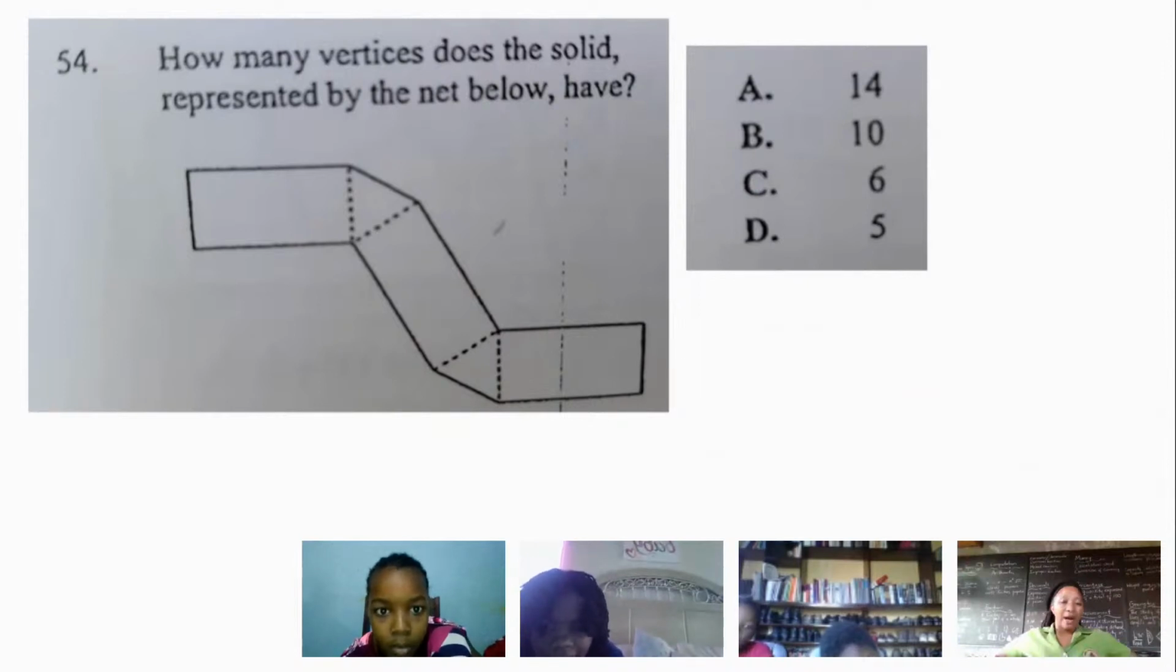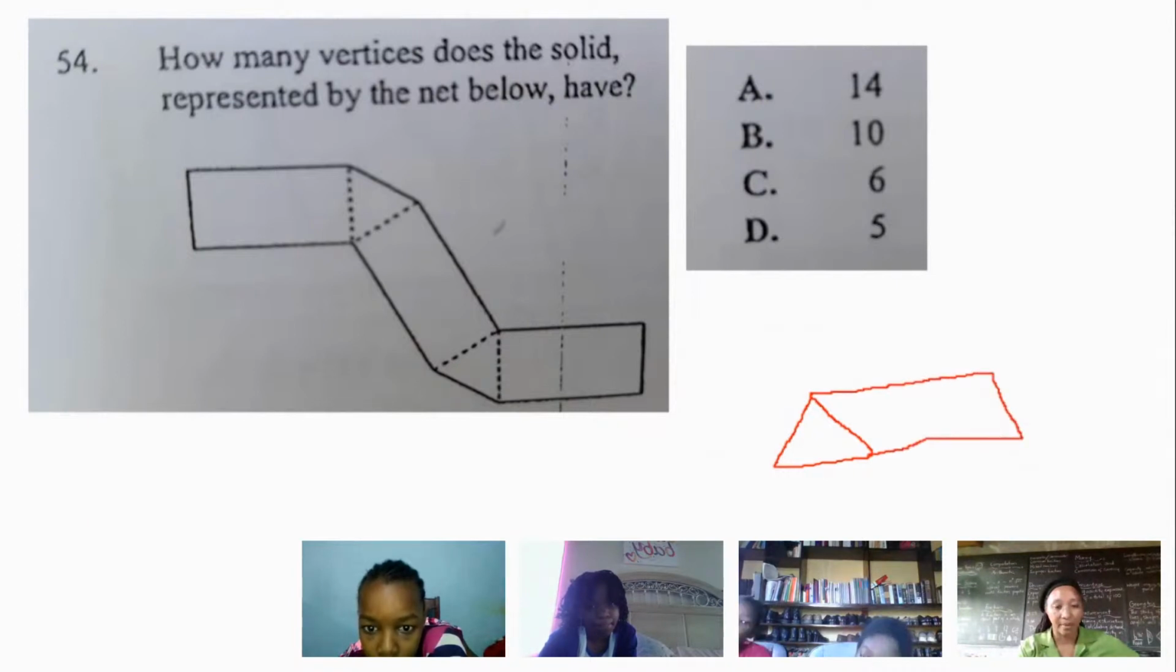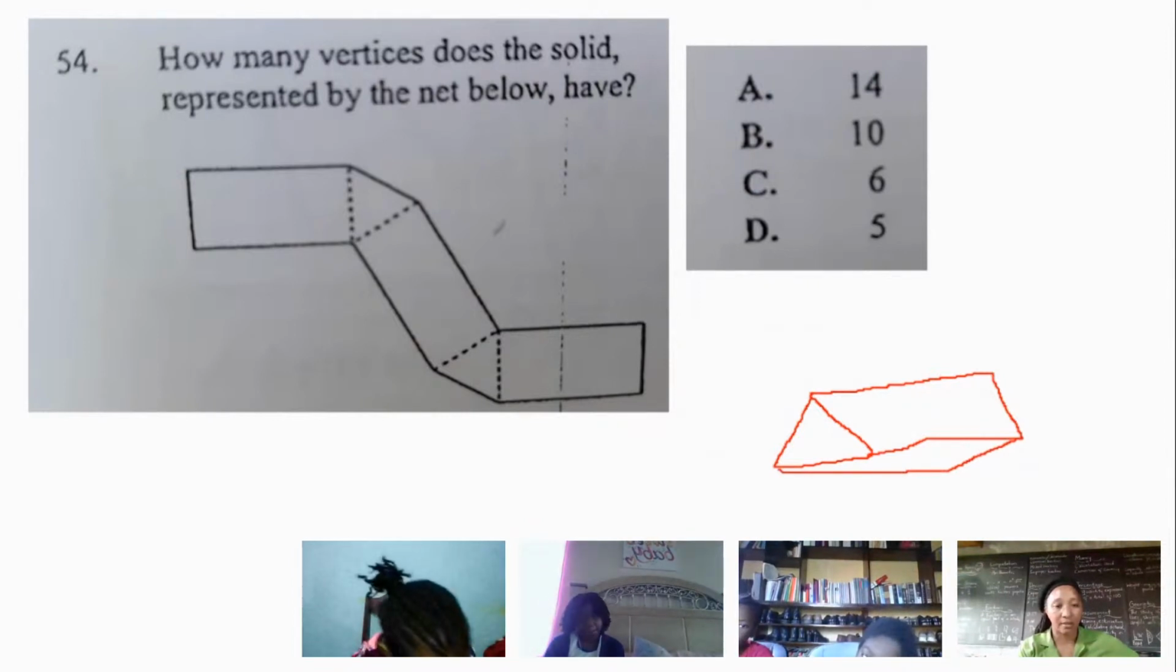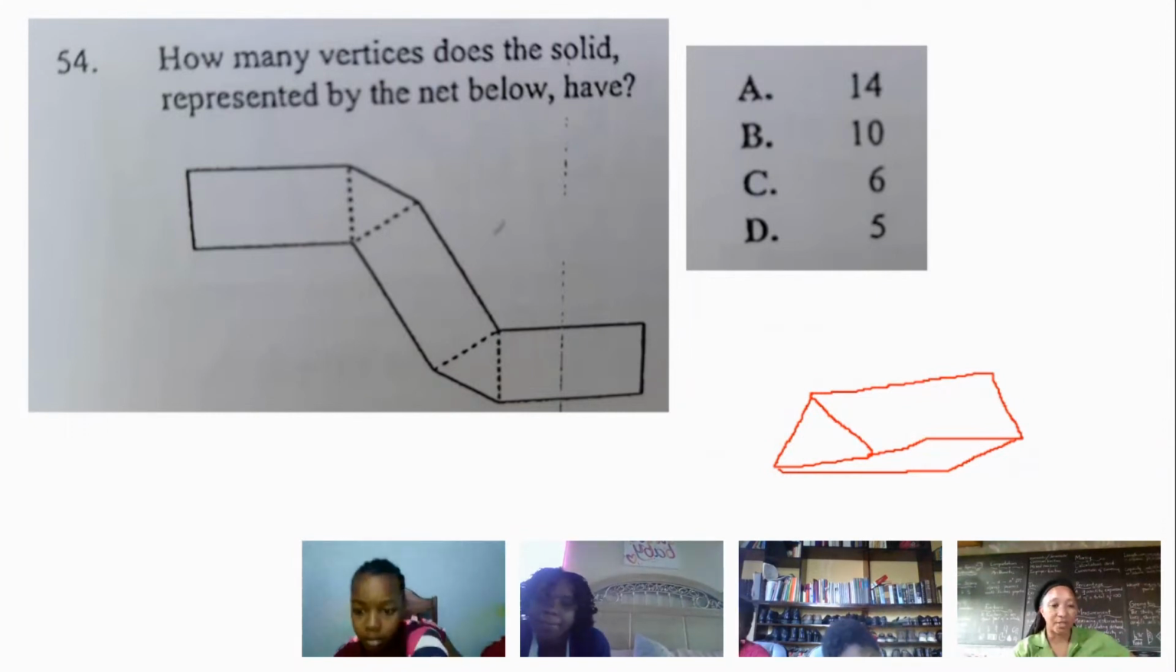Okay. So how many points of intersection for the faces? If we were to put it together, it would make what, a prism, right? Yes, miss. This is the net of a prism. All right. So Miss, can I say the answer? Okay. B, 10. So where are the vertices? So we know this is 1, 2, 3, right?